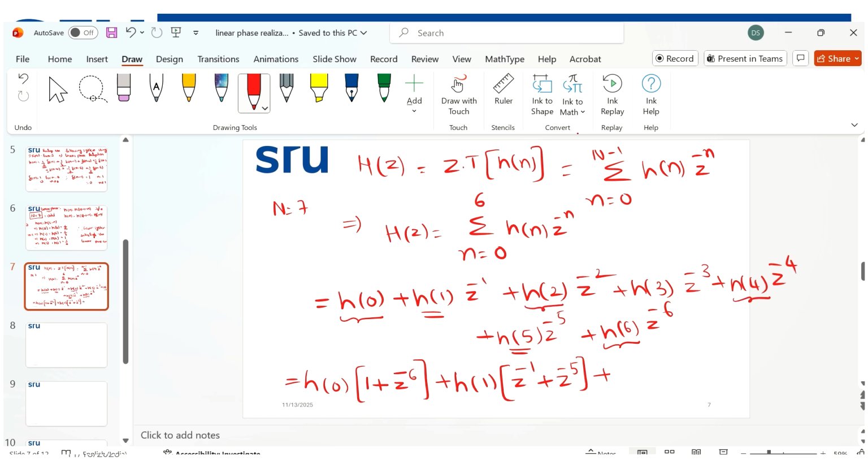See, I am representing common factors with different indications. So here I have given this factor and this. It means this coefficient is equal to this coefficient. And this h of 1 coefficient is equal to h of 5. H of 2 is equal to h of 4. And this is a common overall. Then if I take h of 2 as a common, I have z power minus 2 plus z power minus 4 and the remaining factor, which is h of 3 into z power minus 3.